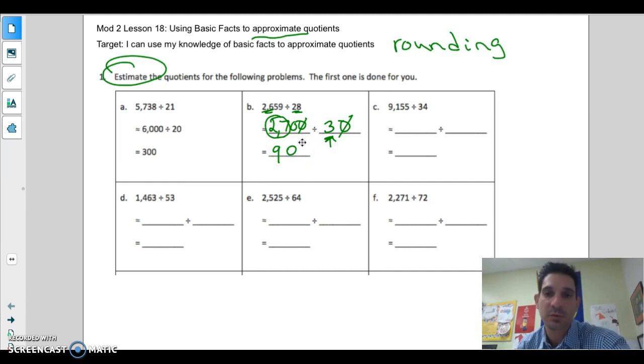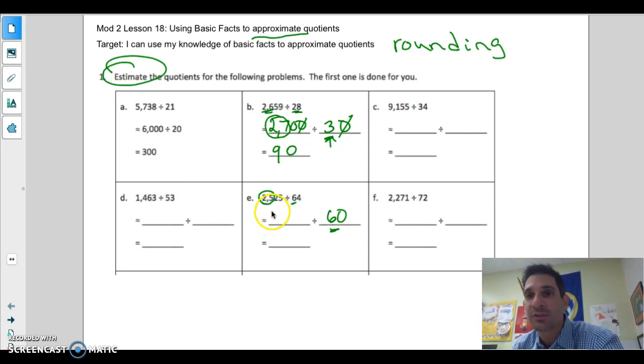Let's look at another one. Okie dokie. Let's look at this one. Let's go 64. That's going to round to 60. So here's my basic fact, 6. Now, think of 25. What is a multiple of 6 that's around 25? Again, you can go above, you can go below.